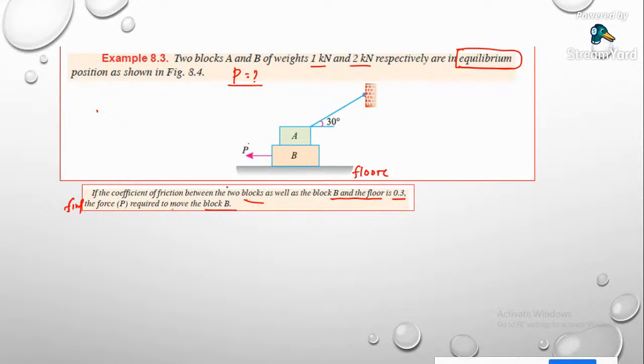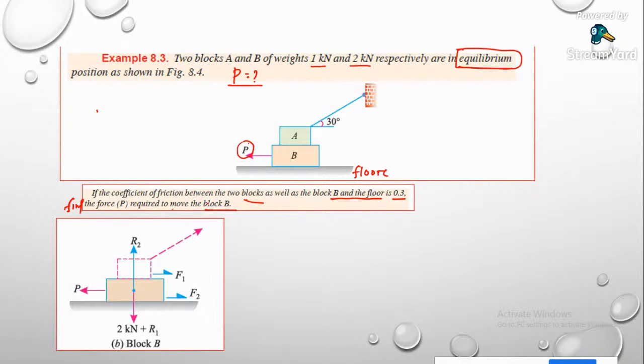First of all, this is the external force acting on this block B. So first, the free body diagram of block B is this one. When you are drawing the free body diagram of block B, you just remove block A, and find out whatever forces are acting on block B. So this is the external force P acting on block B. When external force acts on block B, friction will develop between the block and this floor, that is F2.